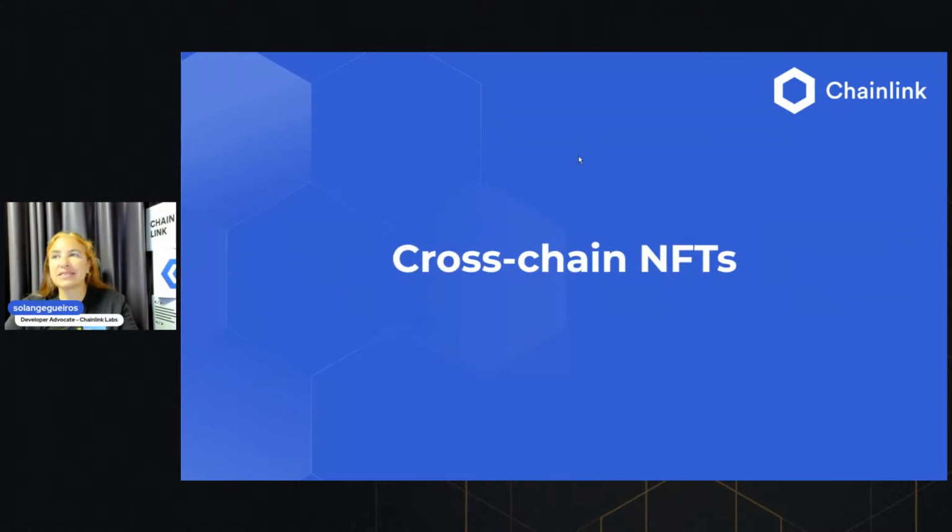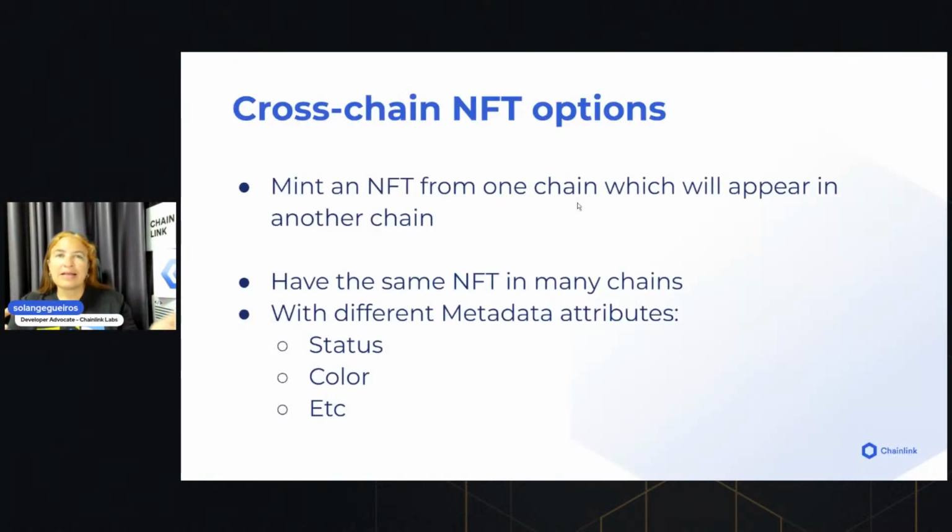First of all, let's understand the concepts of a cross-chain NFT. What is the option to have something that is cross-chain? What we are doing today is the first: mint an NFT from one chain, which will appear in another chain. But you can also think about having the same NFT in many chains. And you can change the metadata attributes. Imagine that you can change the status. The NFT number 5 is enabled in Fuji, and disabled on Sepolia now.